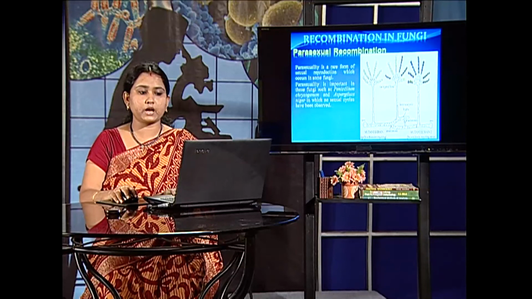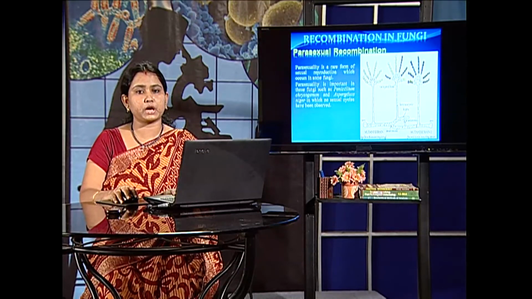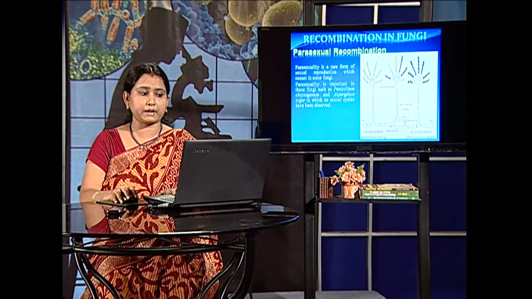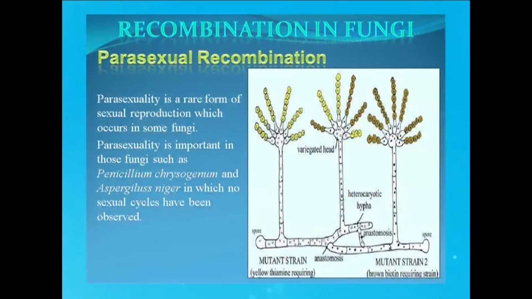Next is recombination in fungi. There are various methods by which recombination in fungi occurs, and parasexual recombination is one of them. This type of recombination is found in certain fungi where sexual cycles have not been observed, for example in Penicillium and Aspergillus. This figure shows how parasexual recombination occurs.